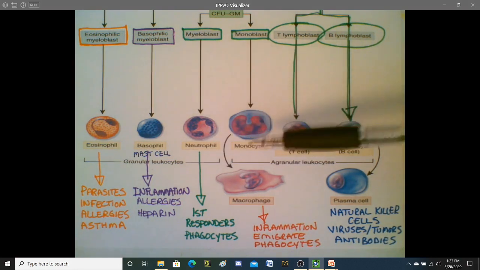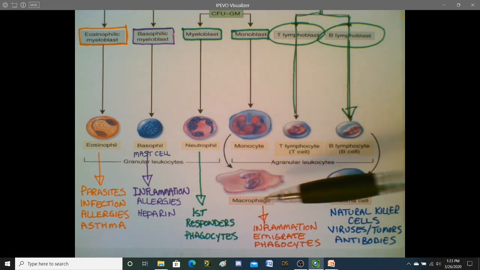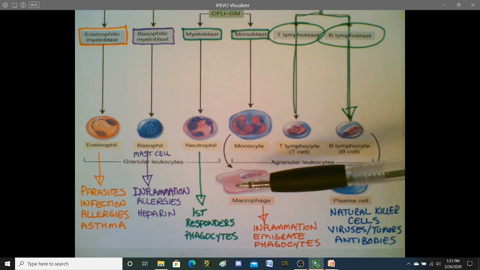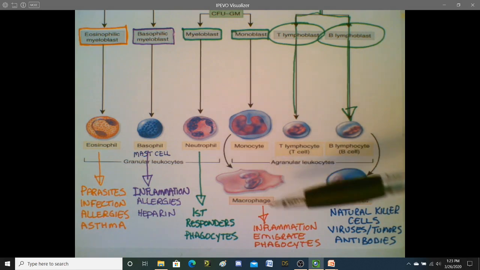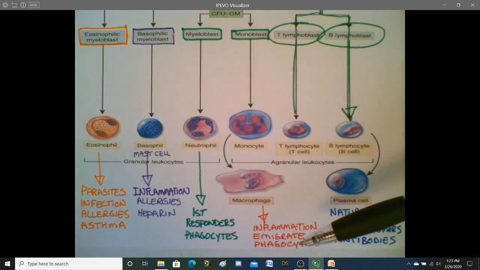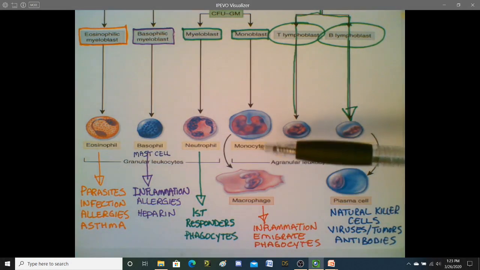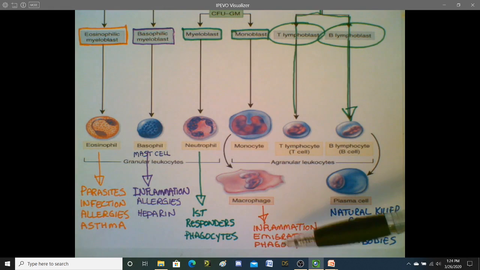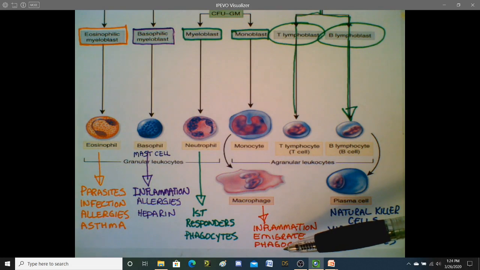Similarly are the monocytes. Monocytes, when they come in contact with a pathogen, become activated and turn into macrophages. And macrophages are doing something similar to the neutrophils. They're more specific. They attack specific pathogens. They respond to inflammation. They can emigrate and move to the sites of infection. And then they also phagocytize the foreign invader. All right. So these macrophages are also going to be eating and attacking that foreign invader.